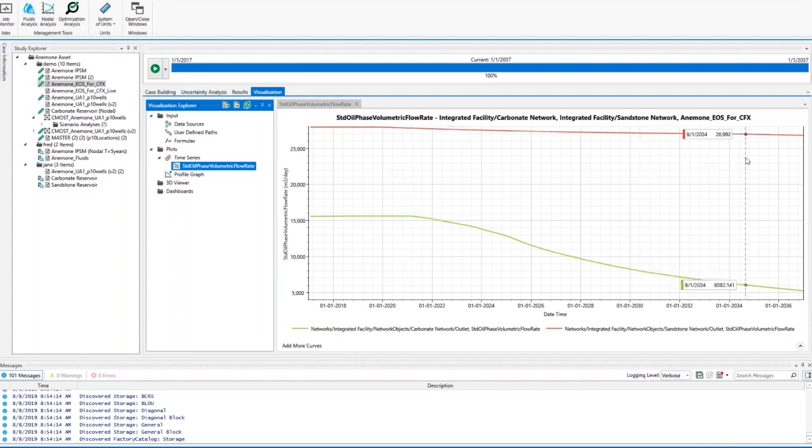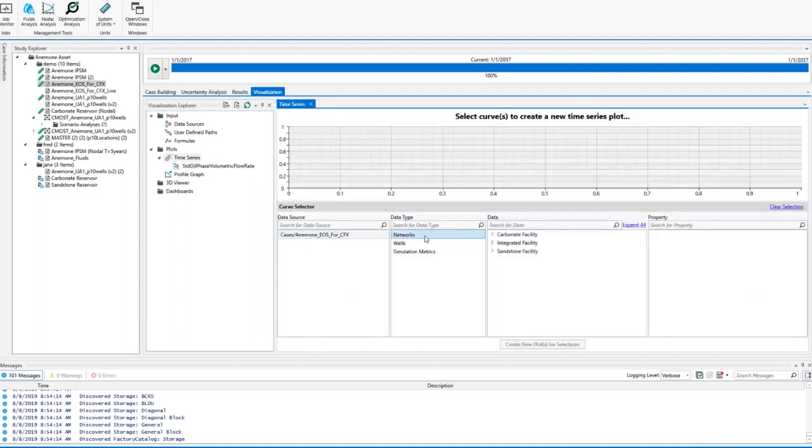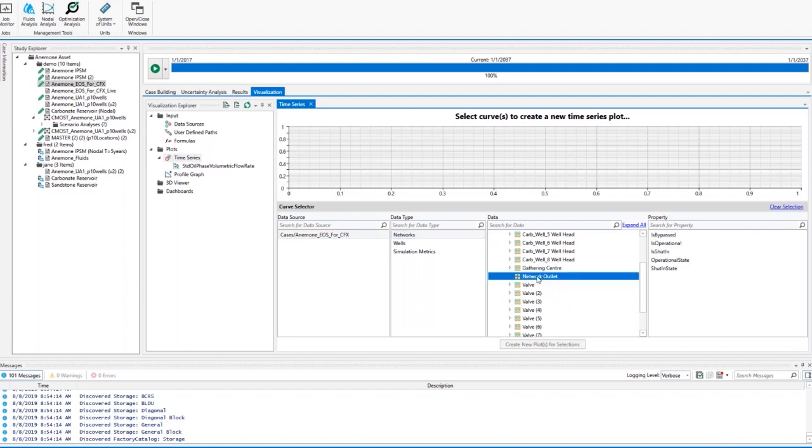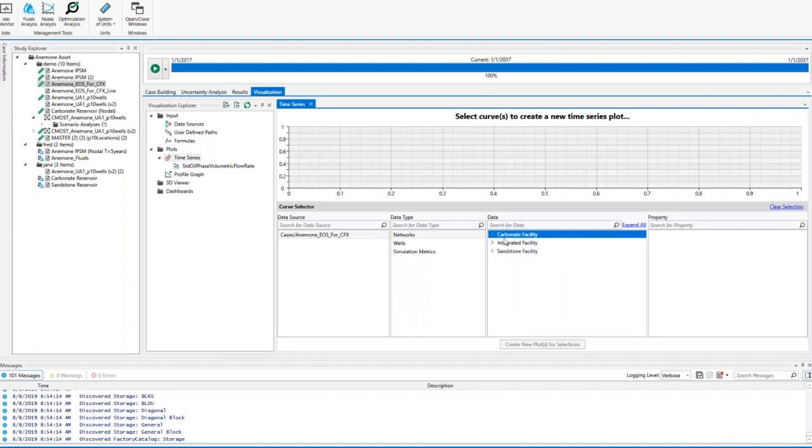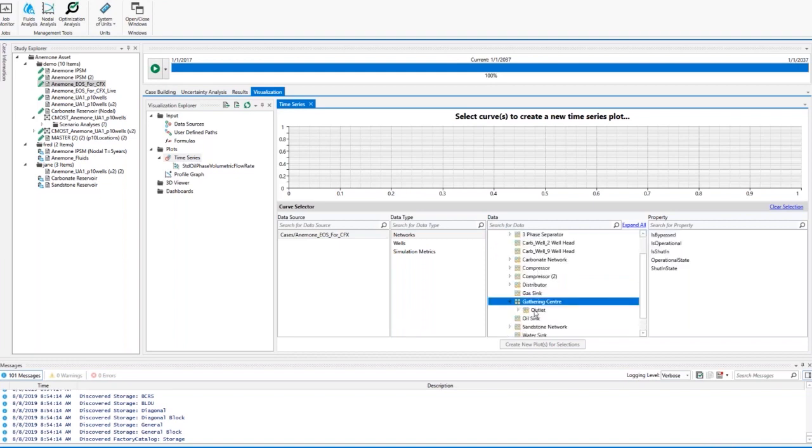So it's flowing 26,000 meter cubes from sandstone and 6,000 from the carbonate. And once again, I can go and look at any network properties. So I can look at carbonate facility and a network object from this. I can pick up anything here, network, or maybe I look at the integrated facility, maybe that's better, and look at the gathering center and look at the temperature coming out of this throughout the simulation life.